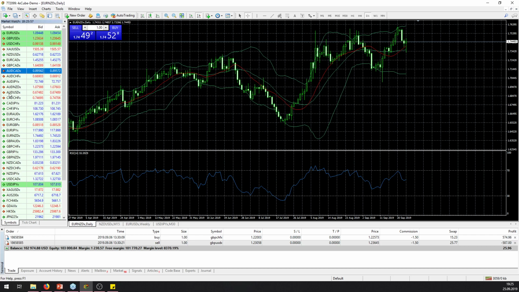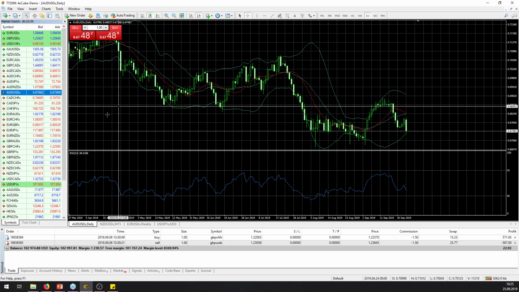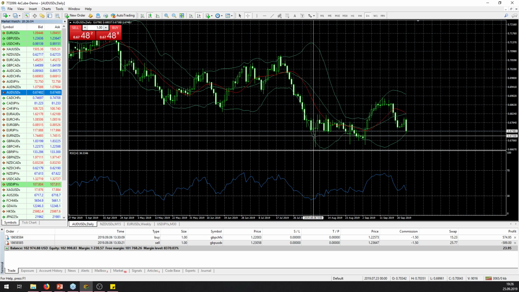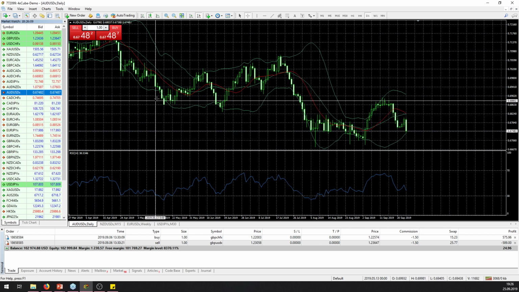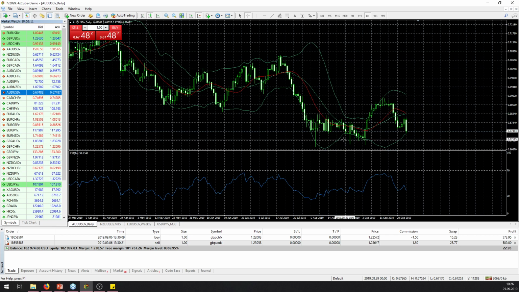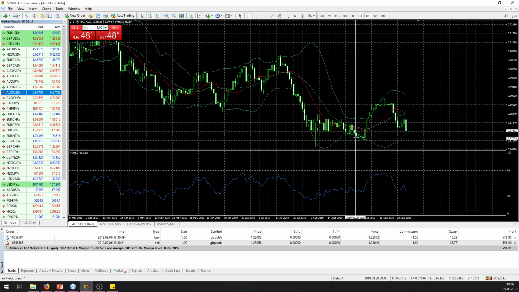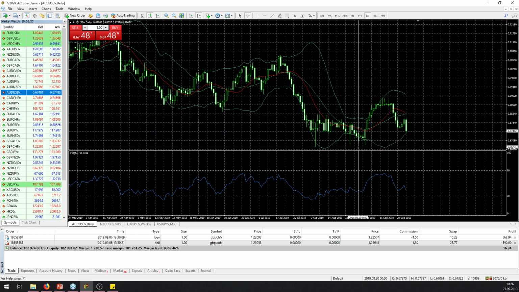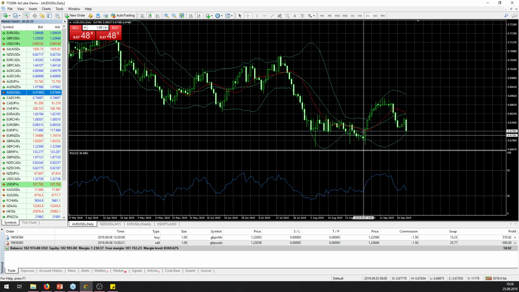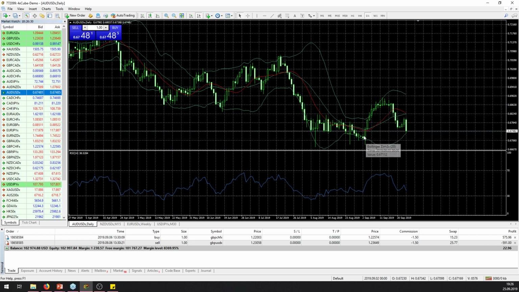Let's have a look at Australian dollar, US dollar, and see where we can find a piercing line and see if it has been used recently for traders to make some money. So let's have a look. This is a very obvious piercing line pattern right here. What I'm looking at here is an obvious piercing line.